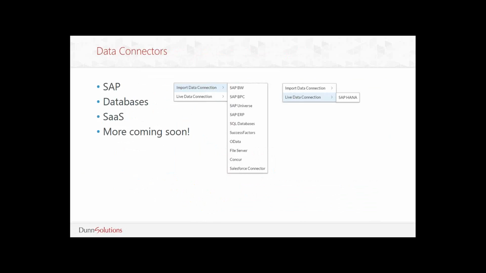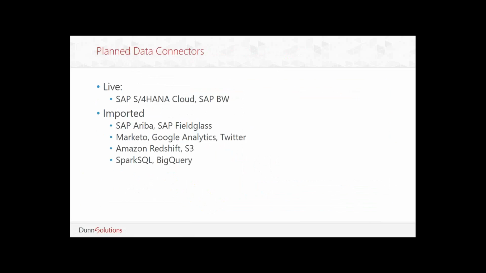we have SaaS connections as well, software as a service connections, and there are more coming soon. SAP is planning to add these data connections sometime in the future. They're planning to have live connections to SAP S/4HANA, as well as they are going to make BW a live connection. And they are going to add more imported connections like Ariba and Fieldglass, and some other non-SAP connections I find really fascinating, like Marketo, Google Analytics, Twitter, as well as Amazon, like Redshift and S3.